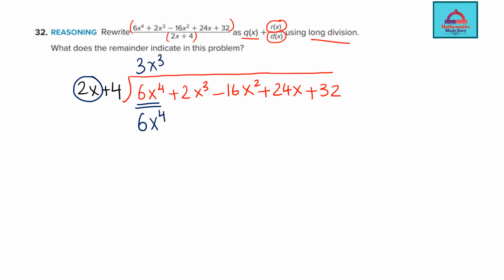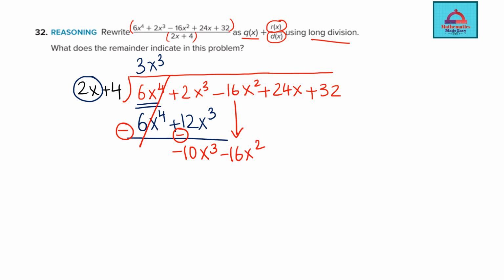Now I will also multiply with this 4. So 4 multiplied by 3 will give you 12, and there's x cubed. I write this below, put the line, and change the sign. Now I'm going to subtract, same sign, put the new sign here, cancel these two terms, and what I'm left with are these two. So 2 minus 12 is minus 10x cubed, and then I copy the next term, which is minus 16x squared.